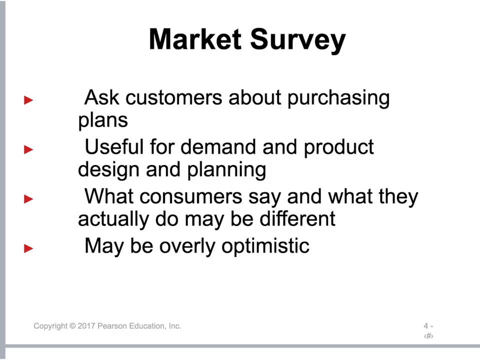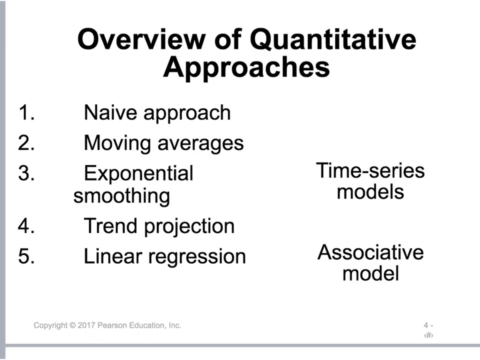The only thing I wanted to know is judgment. That's qualitative. Then you have the quantitative approach. You have the naive approach, the moving average, exponential smoothing, trend projection, linear regression, time series models, and the associative model. I won't be getting into the linear regression approach.